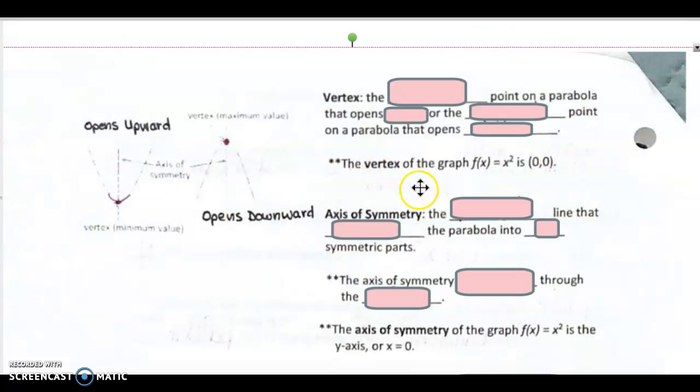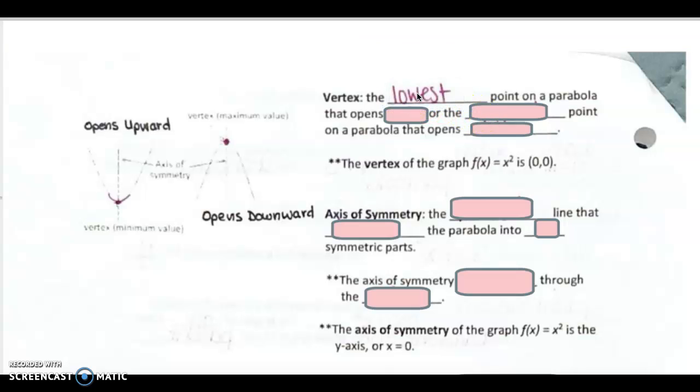Okay, next page. And this will have to be broken up into a couple different videos, so this will be part 1. Okay, the vertex. Remember, the vertex is the lowest point on a parabola that opens up, or the highest point on a parabola that opens down. So if you can barely see these, but this one opens up. This lowest point down here is your vertex, and this one opens down to your vertex up here. Remember, we also talked about max values and min values, so those are the same right there. The vertex of the graph of f of x equals x squared is 0, 0. So that parent function always starts at 0, 0.